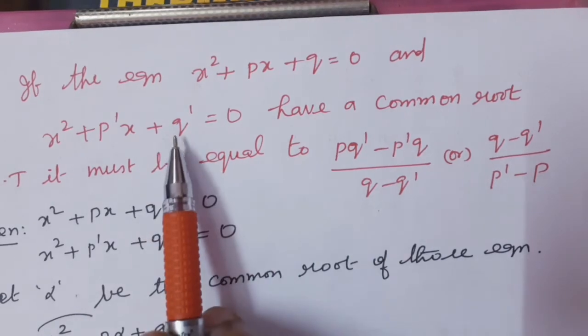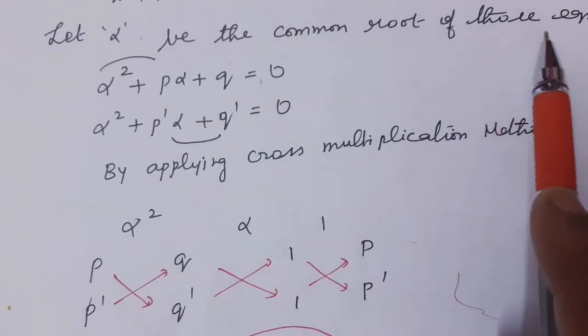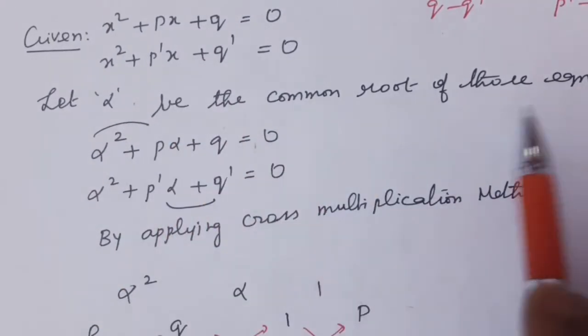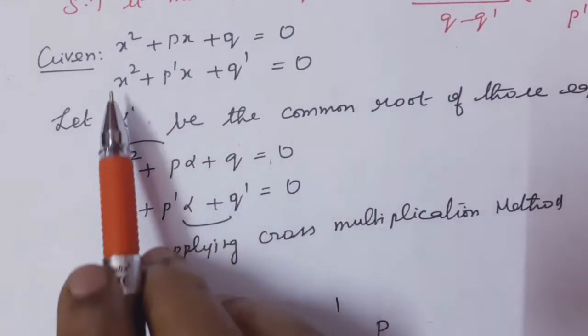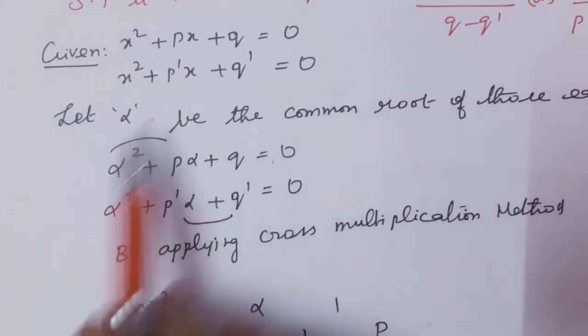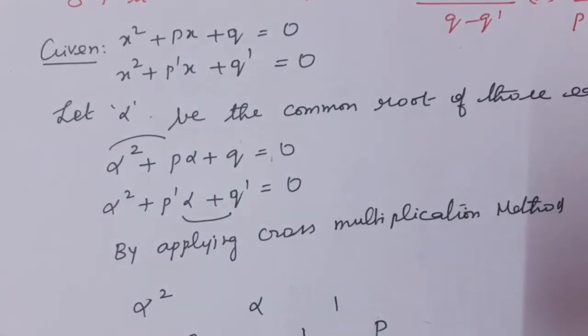The two quadratic equations have a common root. So let alpha be the common root of both equations. Taking x, we substitute what? Alpha, for both the equations, since alpha is the common root.